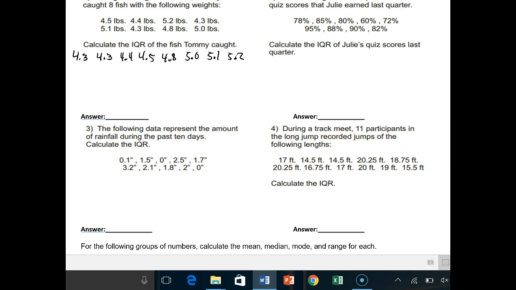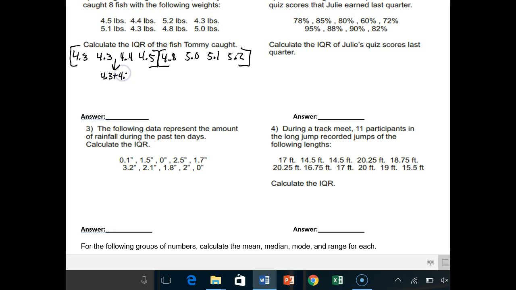So let's go ahead and see. We have 1, 2, 3, 4, 5, 6, 7, 8. So we can just divide that into chunks of 4. Chunk of 4 there, chunk of 4 there. We don't need to find the median because all we need is quarter 3 and quarter 1. So here's quarter 1 over here. 1, 2, 1, 2. So it's got to be in between 4.3 and 4.4.